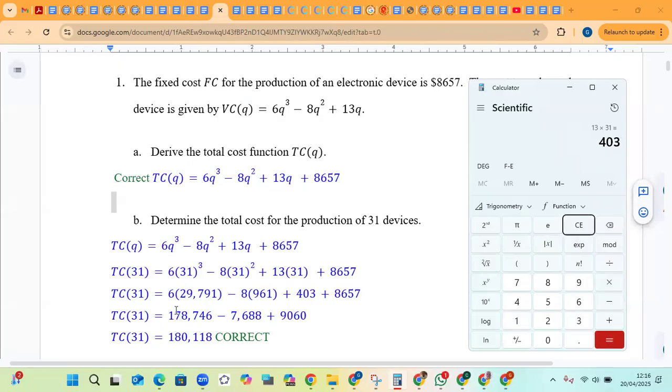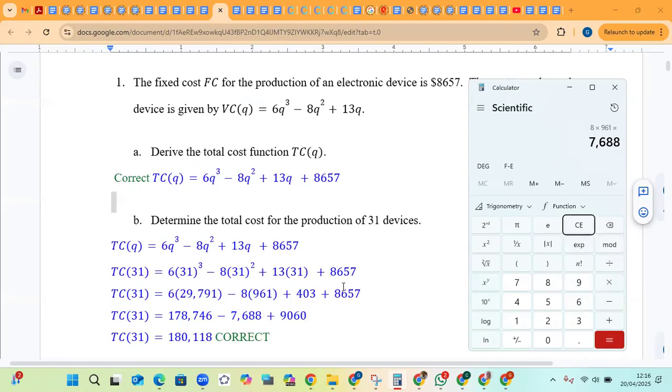Now we have to multiply 6 by 29,791. Okay, bear in mind, power comes before multiplication, so we have to cube before we multiply. We have to square before we multiply. There is only 1, so we just multiply. So let us verify what is 6 times 29,791, which is 178,746, which is correct. Let's verify what is 8 times 961.